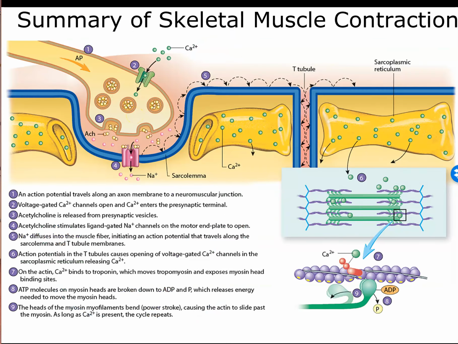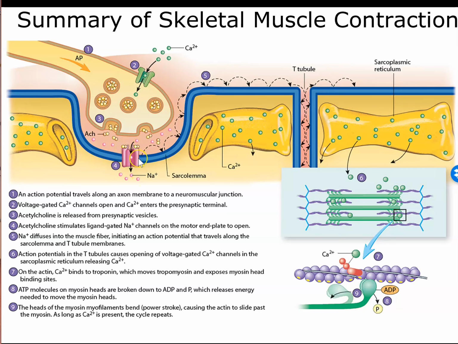Now let's do a full summary of skeletal muscle contraction. We've got action potential moving down our motor neuron, causes the voltage-gated calcium channels to open, allowing calcium to move in, bind to our synaptic vesicles filled with acetylcholine, causing it to exocytose. That acetylcholine then attaches to our ligand-gated channel, causing it to open, and sodium to move inside our muscle cell.